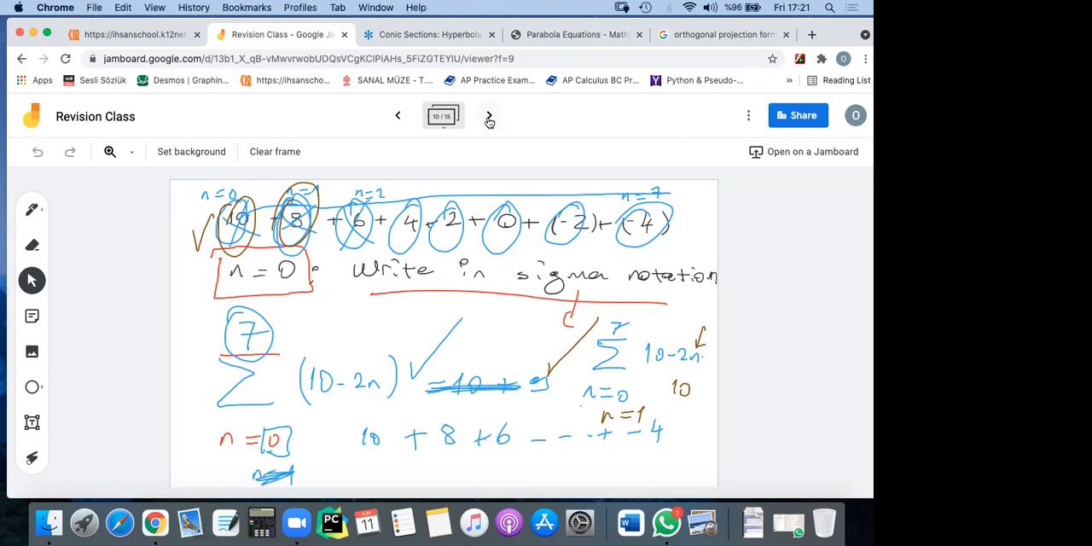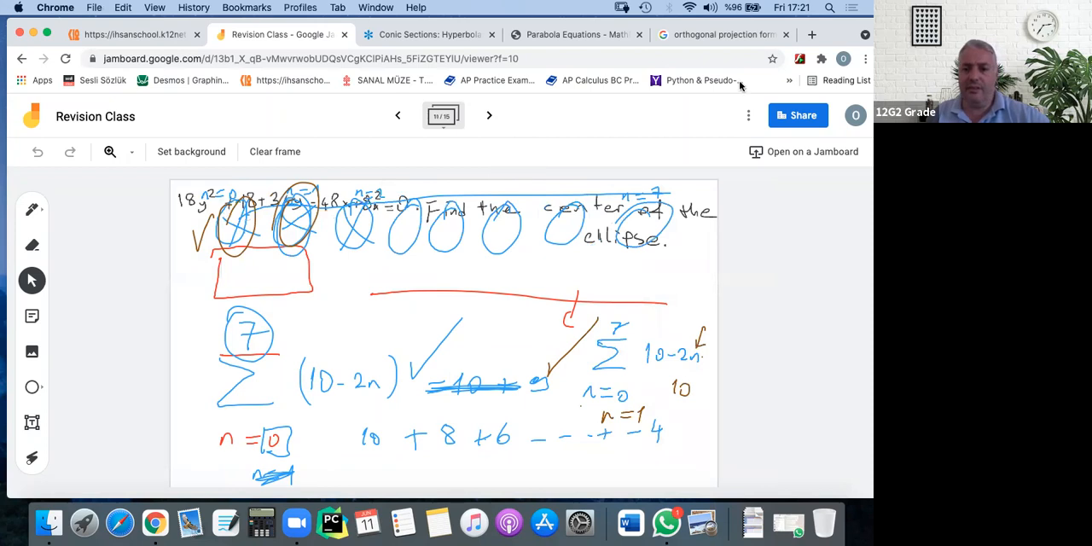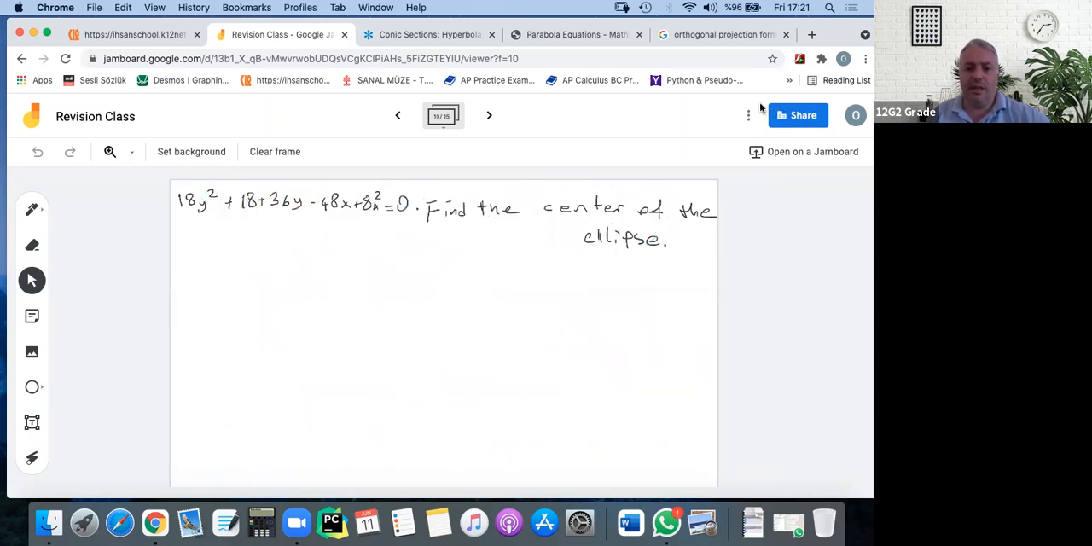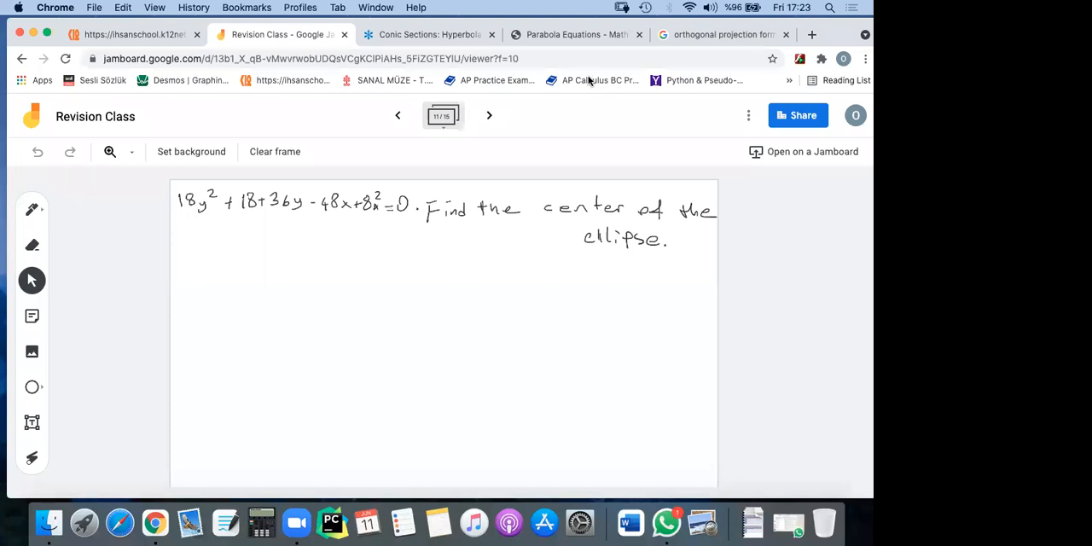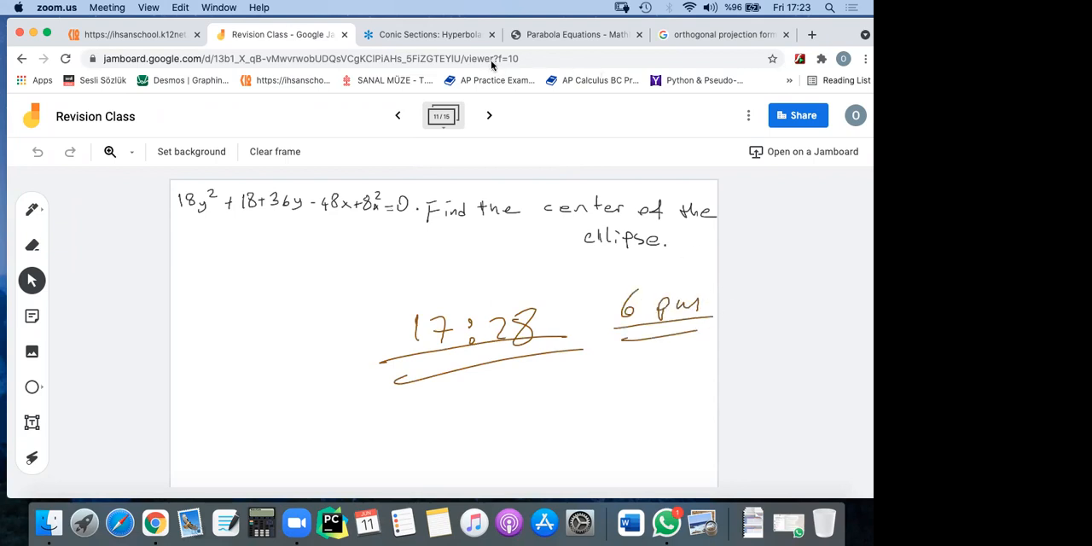Now, what is question number 11? Find the center of the ellipse. Let's give a 5 minutes break, okay? After that, let us continue, and at 6 p.m. we will finish, okay? Thanks.